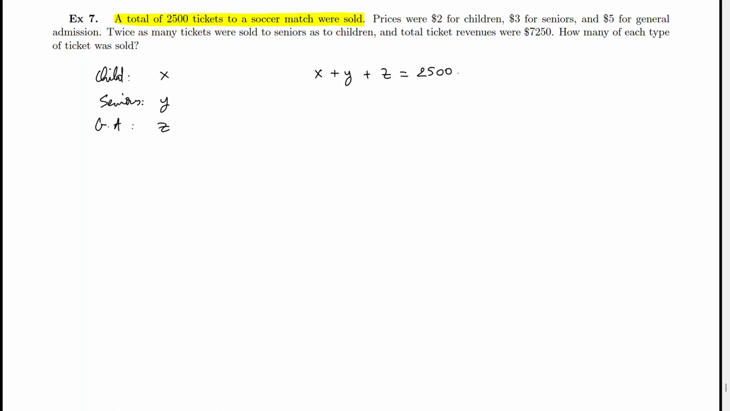Now, for the prices, the children tickets were $2. For seniors, they were $3, and for general admission, they were $5. We're also told that the revenue from the ticket sales was 7,250. So I'm going to take that sentence and the other one together, even though they're separated. Each child ticket was sold for $2, each senior ticket for $3, and each general admission ticket for $5, and altogether the revenue was $7,250. So that's the end of that part.